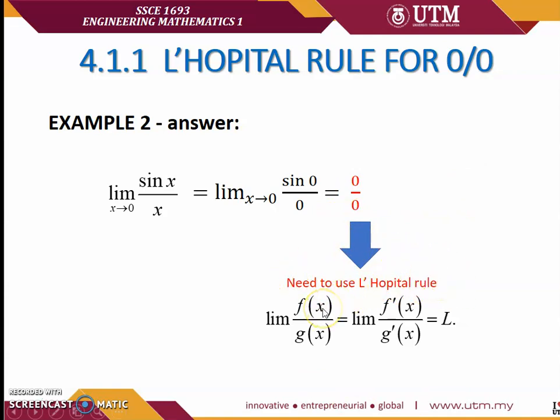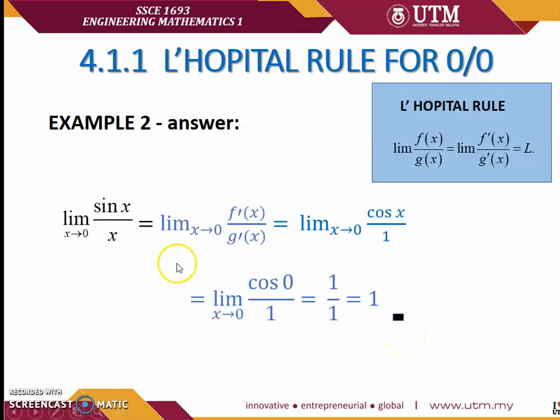What is L'Hopital rule? Recall back. If we have this limit and it is equal to 0 over 0, we need to find the differentiation of f(x) and also g(x). Since it is 0 over 0, we straight away convert to find f prime x and also g prime x. The differentiation of sine x is equal to cos x. The differentiation of x is equal to 1.